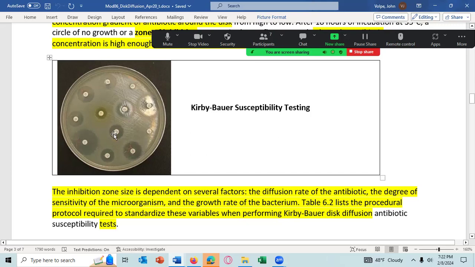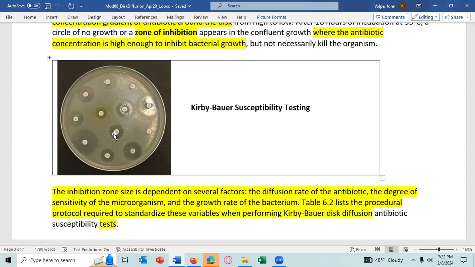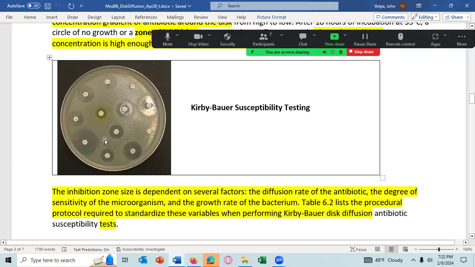And then the growth rate of the bacterium can also affect the size of the zone of inhibition. I already mentioned that if you have a higher concentration of bacteria, then you would see a smaller zone of inhibition than if you had less bacteria. Like, for example, we didn't put the bacteria evenly on the plate, but more of it on this side of the plate compared to this side. Well, then you would have a smaller zone of inhibition on this side compared to this side. And that's assuming we're looking at only one antibiotic.